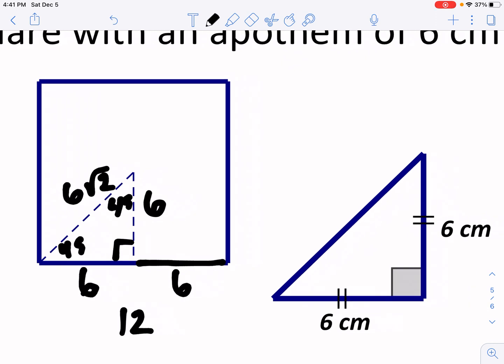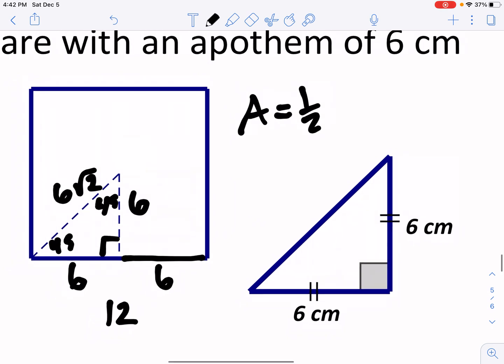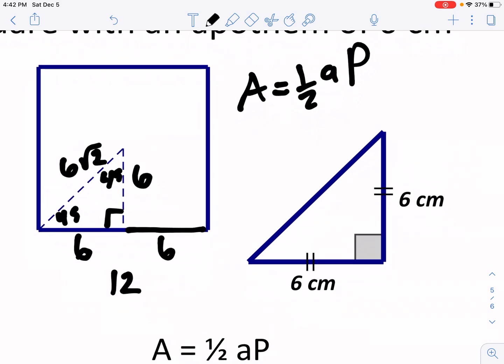Well, now I have enough information to find the area. So it'd be A is equal to 1/2, okay? Which, of course, if we really wanted to, we know that a square is base times height, or we could say side squared, but just for the purposes of what we've been working with, I'm going to use 1/2 times A times P. Okay, so we have A is equal to 1/2. Our A is 6, and our P, the perimeter, 12 times 4, we would have 48.